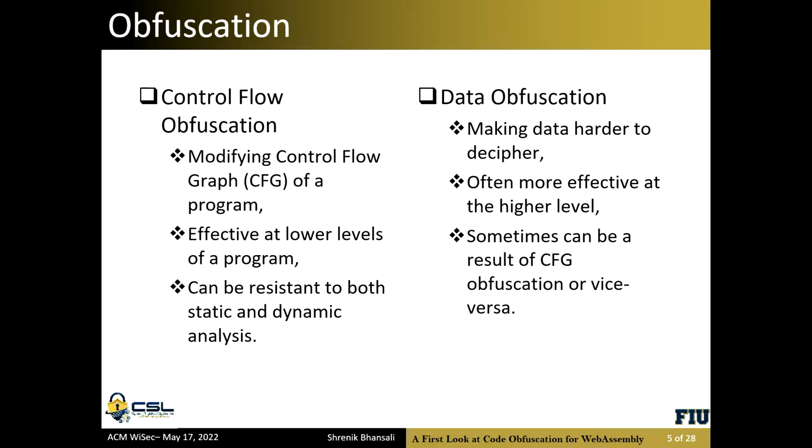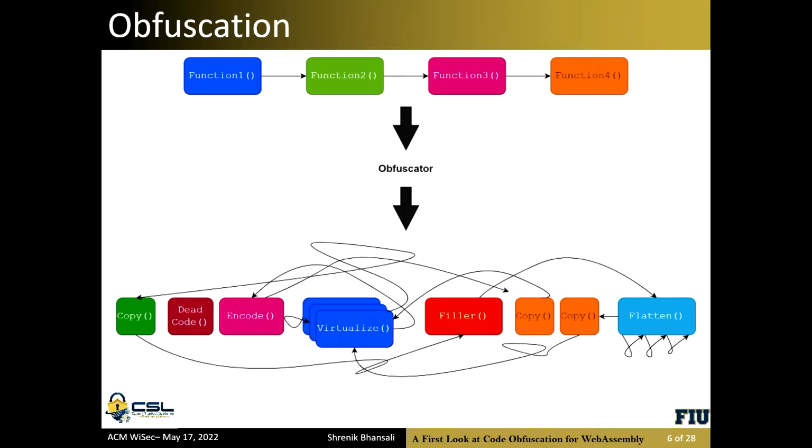These forms of obfuscation can be resistant to both static and dynamic analyses, which are the common ways to analyze a program. Data obfuscation, on the other hand, is an attempt to make data harder to decipher. Often it is more effective at the higher level. Say, if you have a variable, a very primitive data obfuscation would be to just change the name of the variable. But as you compile and get to the binary level, those obfuscations tend to be abstracted away. But sometimes control flow obfuscations can result in data obfuscations or vice versa.